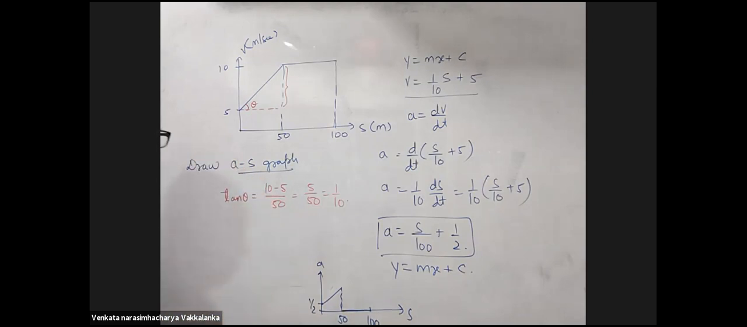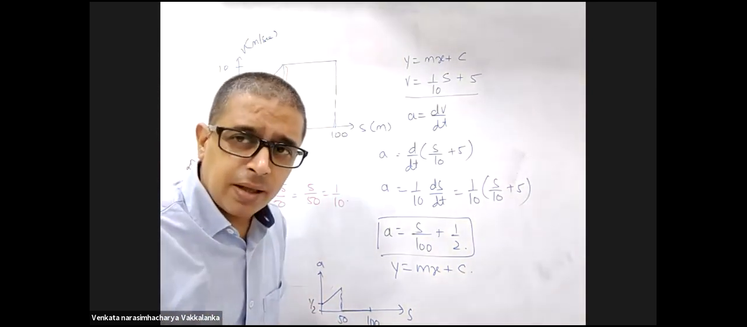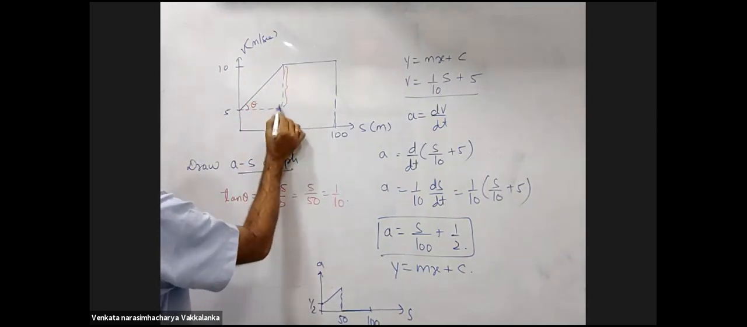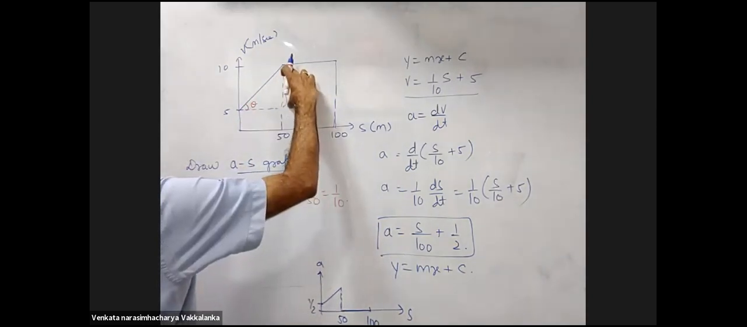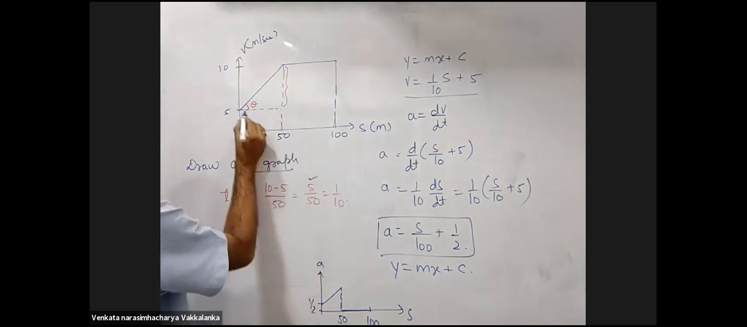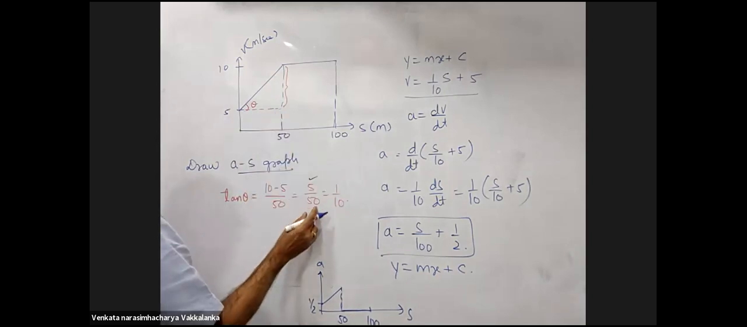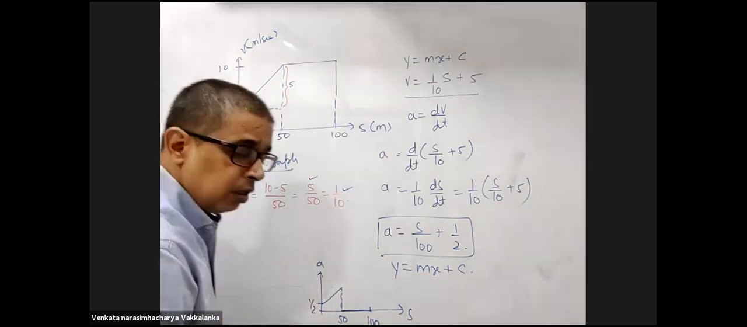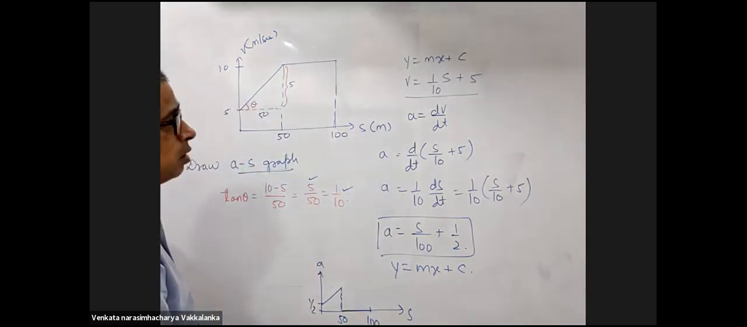Wait, you're confusing me with tan theta. Tan theta is this length by this length. What is this length? Sir, 5. 10 minus 5 is 5. What is this length? 50. Yes, sir. 5 by 50. It's 1 by 10, sir. But he wrote into the x value, 5. He's saying into 50.